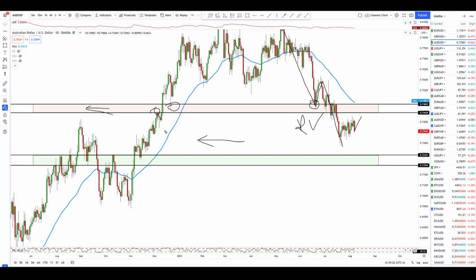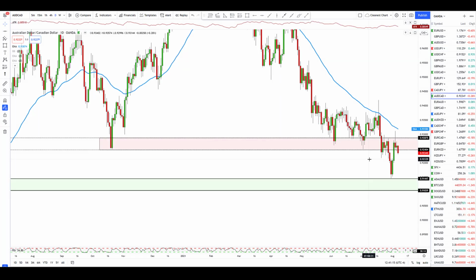So we have a recent level that has been tested multiple times. That is why on the Aussie dollar, I will be looking for possible short trades out of the zone between 0.7483 and 0.7443. Moving on now to the Aussie Canada.